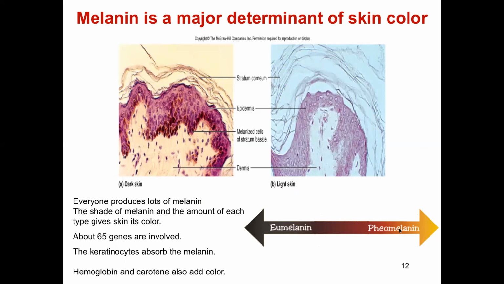Now, interestingly enough, it's the eumelanin, this is the one that's going to protect you from the damaging UV light from the sun. So that's why we tan in the summer, right? So no matter how dark you are, you're still going to tan, right?